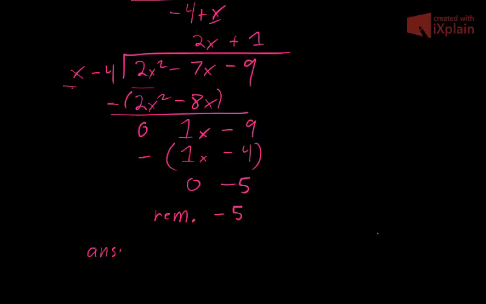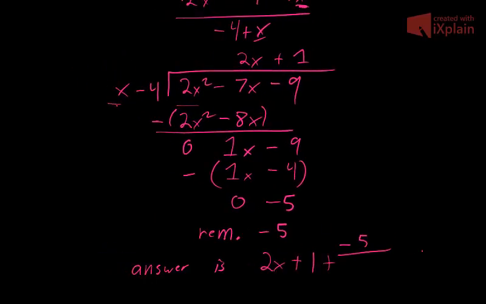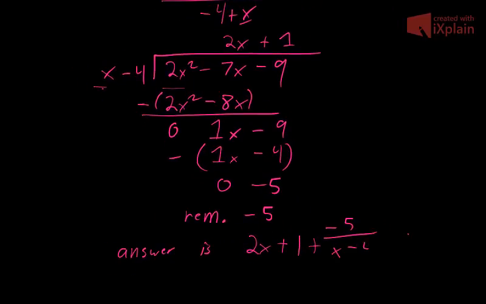So my answer is going to be 2x plus 1 plus my remainder, which is negative 5, divided by x minus 4. Because this is what I'm dividing by, negative 5 divided by x minus 4 is my remainder. It's what remains. And that's going to go into this final little bit of fraction.